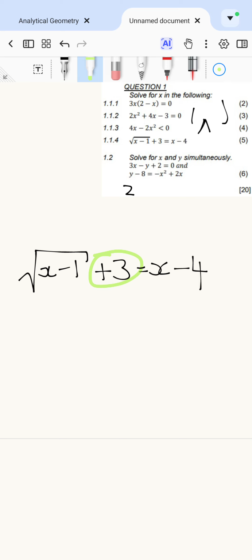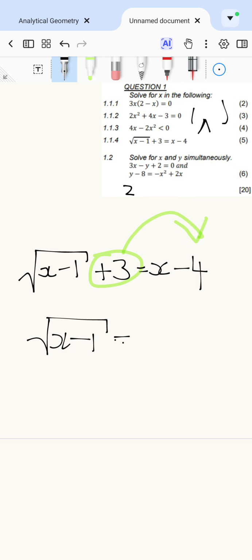Isolate the surd. Right. So we want to get rid of the plus 3. So we're going to subtract 3 on both sides. So I'm going to have the square root of x minus 1 equals x minus 4 minus 3. So it's going to give me a minus 7. Okay. I subtracted 3 on both sides. Step 1, what was step 1? Isolate the surd. Great, we've done that.